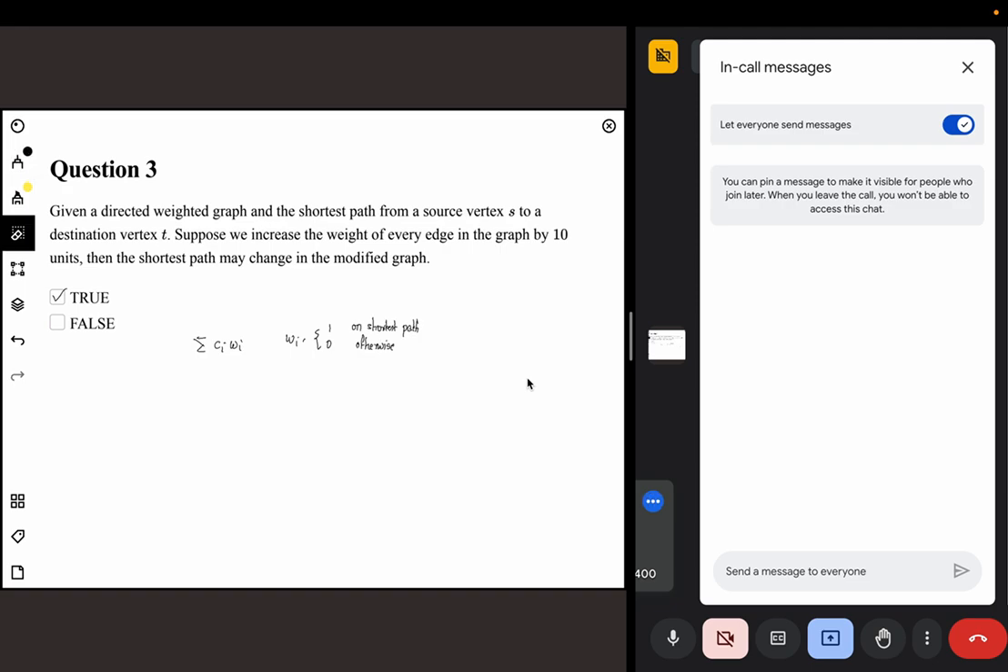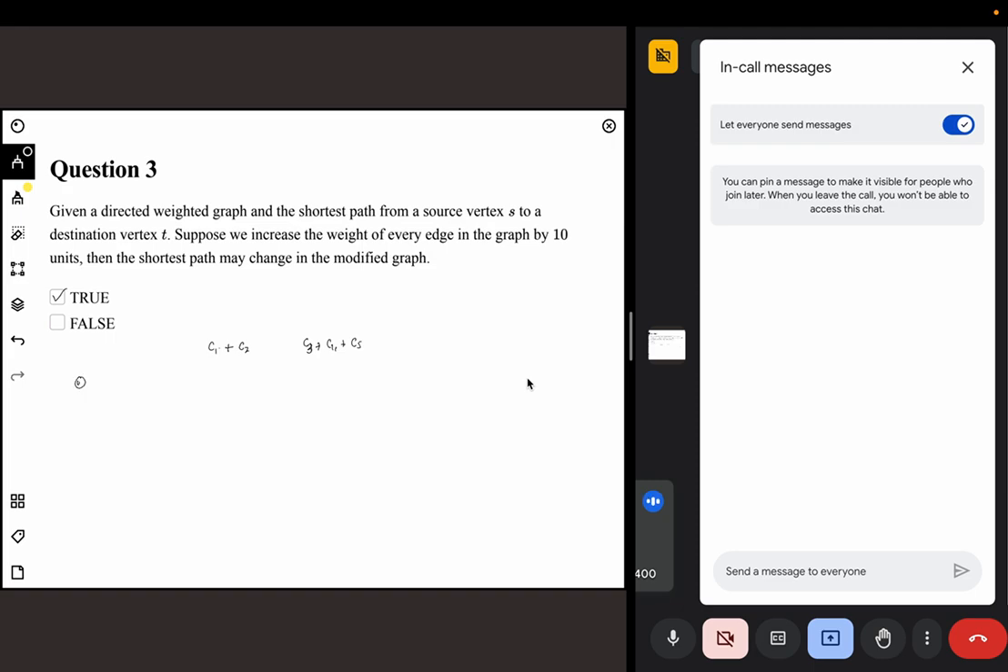Or okay, this will actually confuse you more. Let's take something very simple. Previously the shortest path is c1 plus c2. Now there are two paths: c1 plus c2, and another path, c3 plus c4 plus c5.